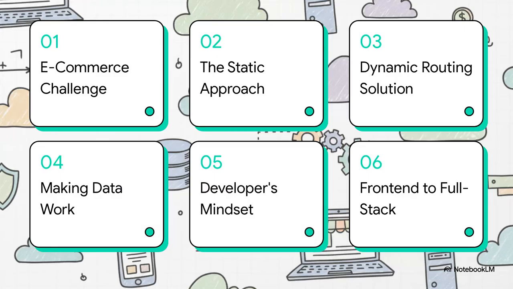Okay, so here's the game plan. We're going to follow a developer's journey from start to finish. We'll kick things off with the big challenge, look at, let's call it, the inefficient way of solving it, and then dive into the right way with something called dynamic routing. After that, we'll see how data makes it all work, get into the right mindset, and finally, figure out what it takes to go from just a front end to a full stack app.